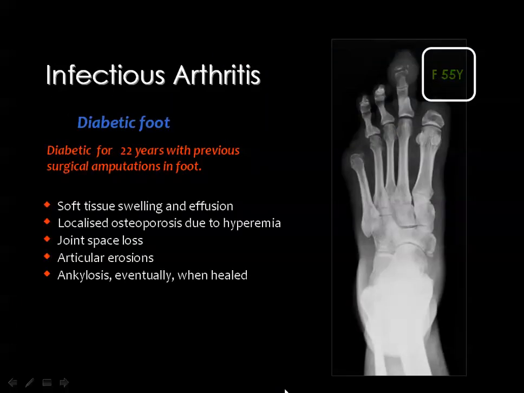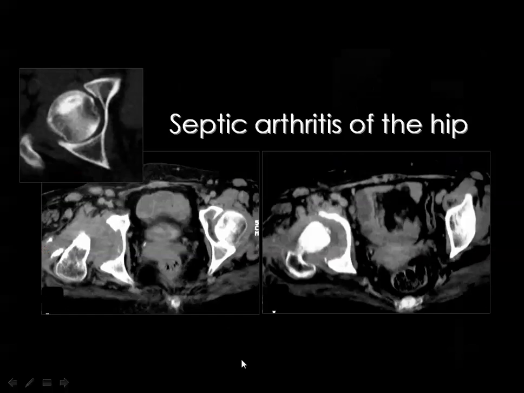In diabetic foot, you see soft tissue swelling. You may get joint effusions, localized osteoporosis due to hyperemia, joint space narrowing, articular erosions, and bony ankylosis in cases of healing. You may also appreciate that many of the toes are sometimes amputated. This is one of the classic appearances by CT of septic arthritis of the hip.